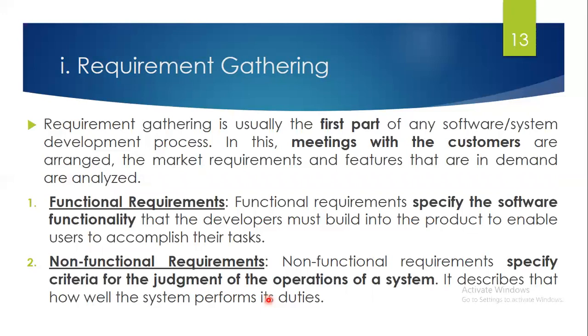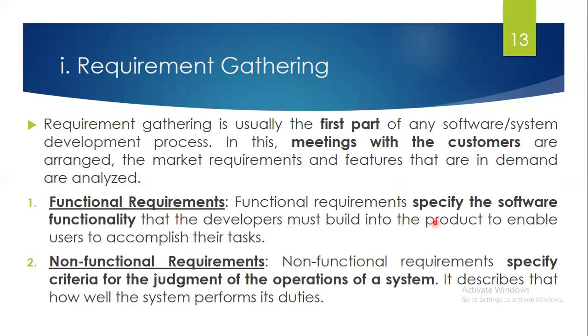Requirement gathering is the very first part of any system or software development process. To gather the requirements, different types of activities are performed, and various meetings are conducted to analyze the requirements and the features. Basically, there are two types of requirements that are determined in this phase. Number one, functional requirements. Number two, non-functional requirements.